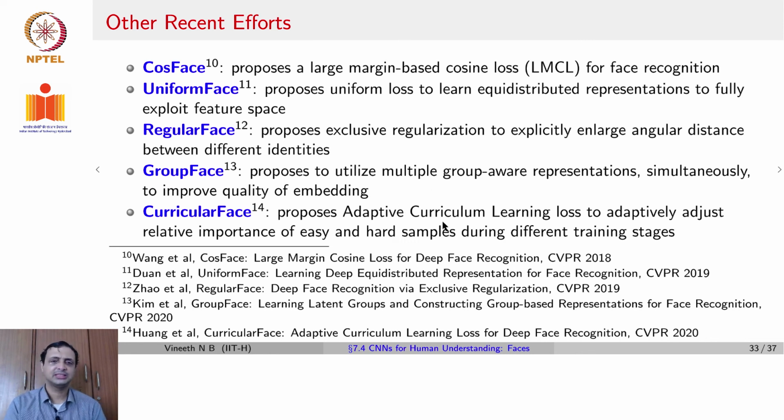Curriculum learning is a facet of training deep neural networks where initially you expose the model to, say, simple training examples and then gradually increase the difficulty of the training examples to help the neural network learn better. We saw this with triplet mining, where we said let's start with semi-hard negatives before we go to hard negatives, and this approach called Curricular Face took this further to propose an adaptive curriculum learning loss.